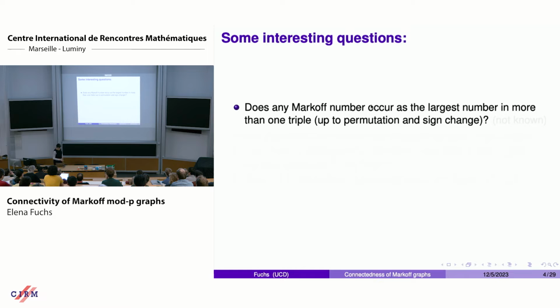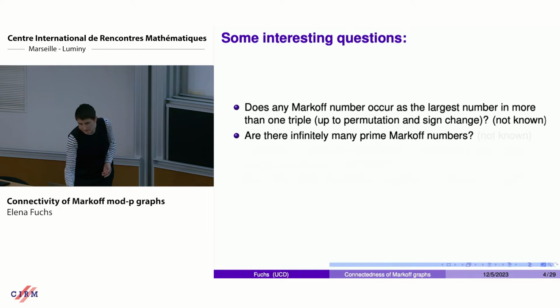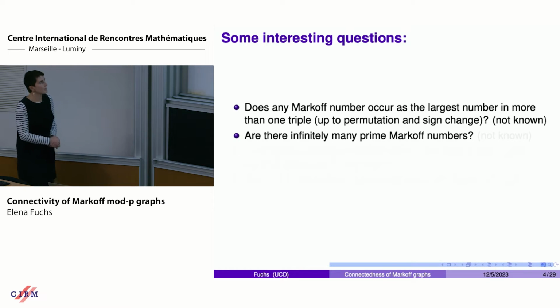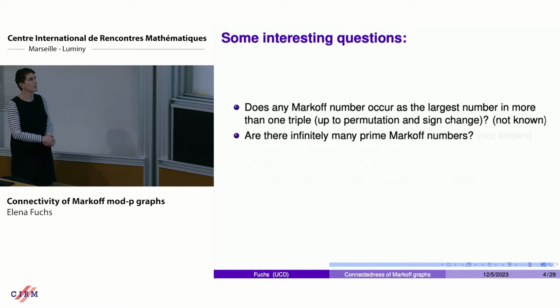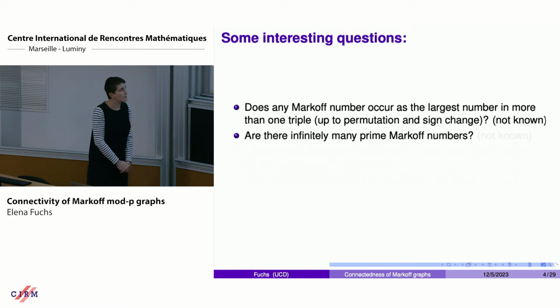So as stated here, does any Markoff number occur as the largest number in some Markoff triple up to permutation and sign change? This is not known, but it is conjectured that this does not happen, so there's a unique triple in which a Markoff number occurs as the largest number, up to permutation and sign change. This is called the uniqueness conjecture.